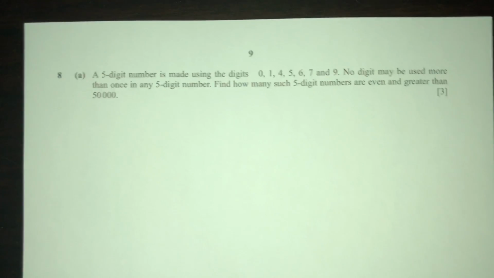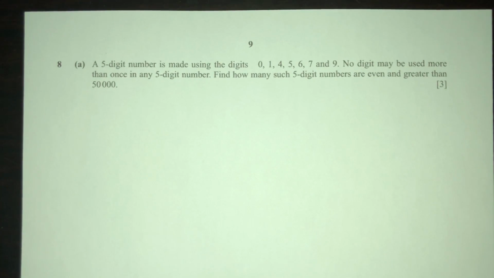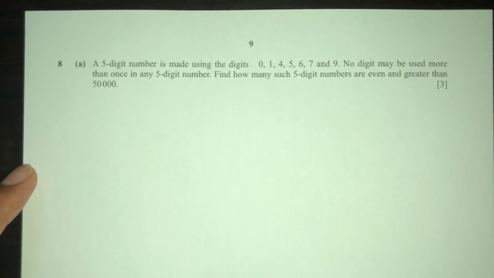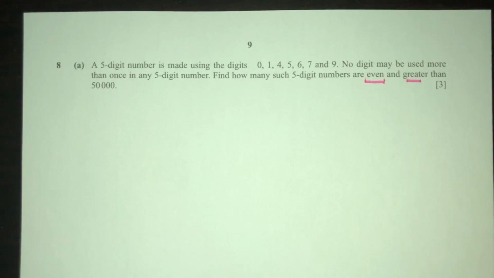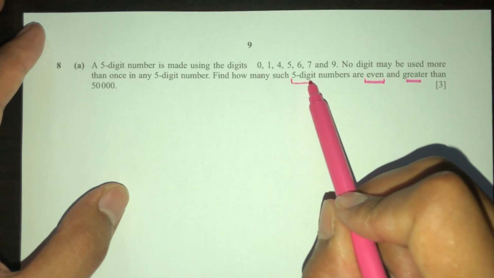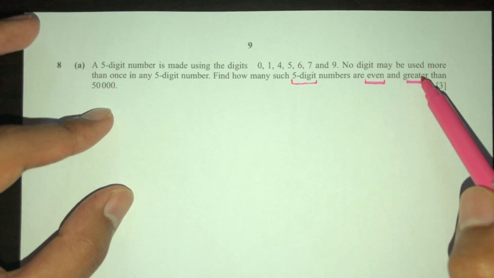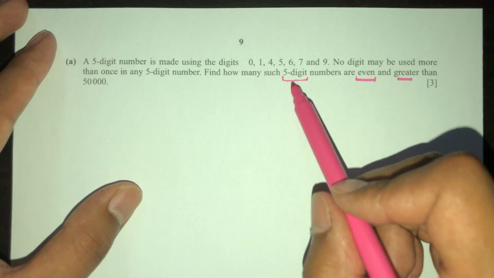Now let's move on to question number 8. As we have seen this kind of question many times before, you guys know already, this is a permutation problem. So a 5-digit number made using the numbers 0, 1, 4, 5, 6, 7, and 9. No digits may be used more than once, and find out how many of those numbers can be formed if they have to be even and more than 50,000. So there's 3 conditions. The first condition is has to be a 5-digit number, has to be even and more than 50,000. So this is solved pretty easily.